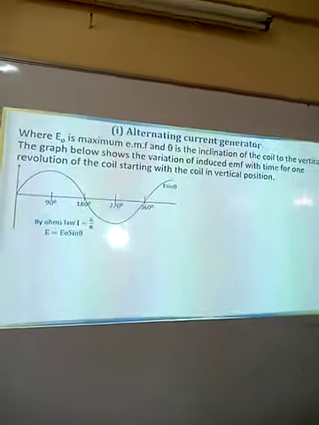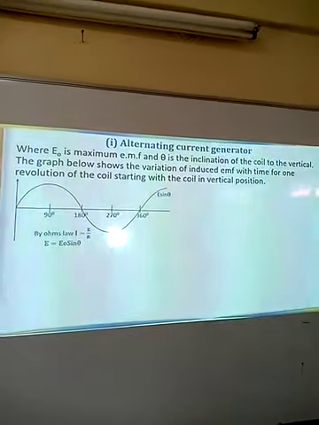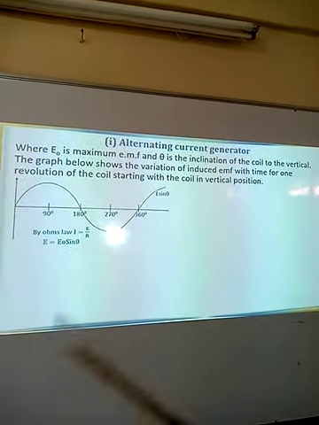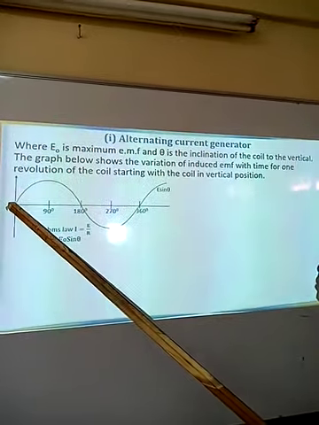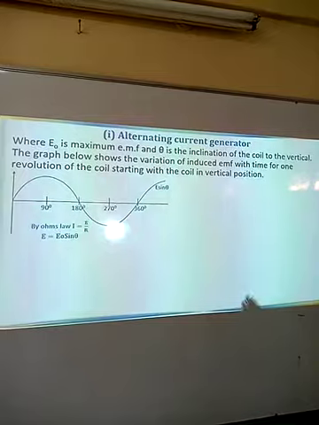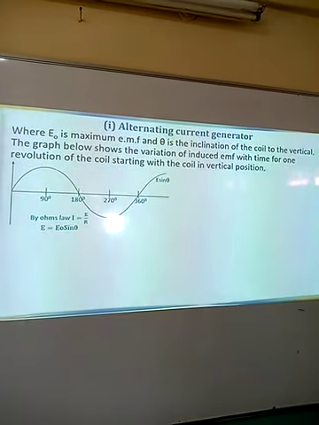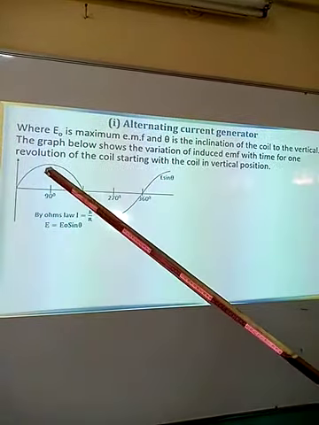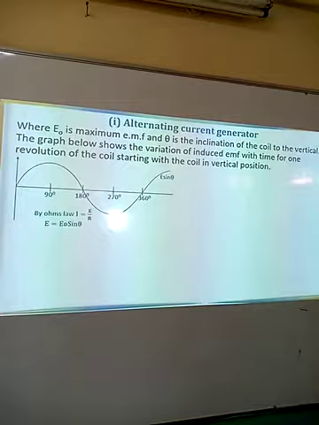This is the graph representing the rotation of the coil within its axis. At this point, when at 0 degrees, it means that the coil is vertical. At that point, there is no current being induced. Then as it rotates, at 90 degrees, there is maximum current being produced.